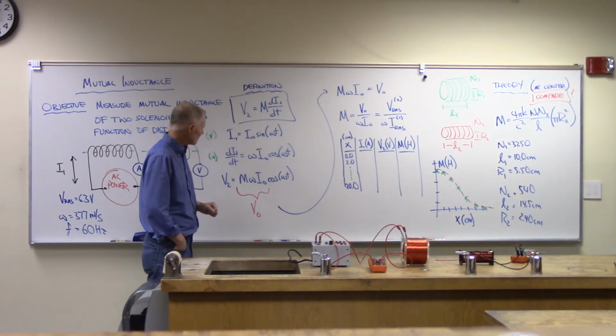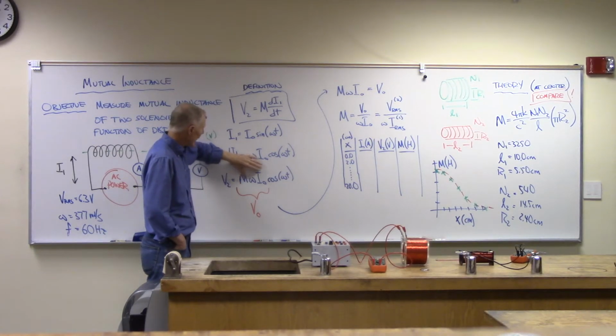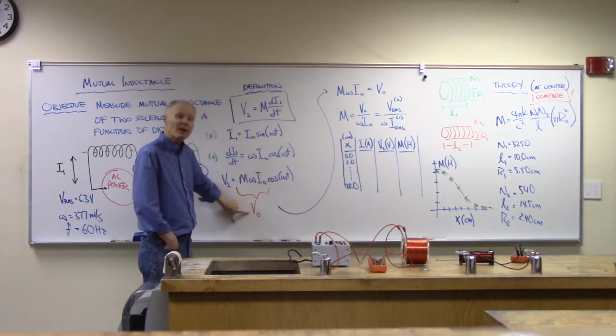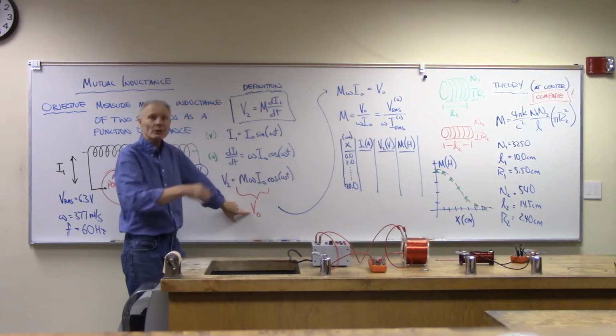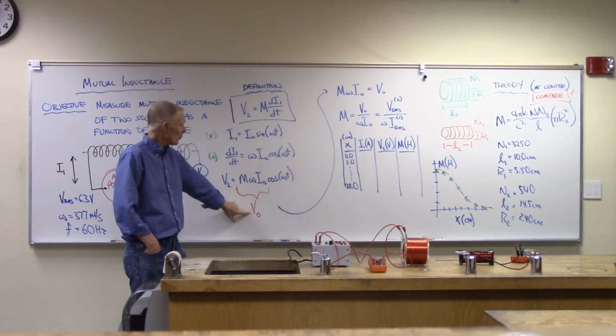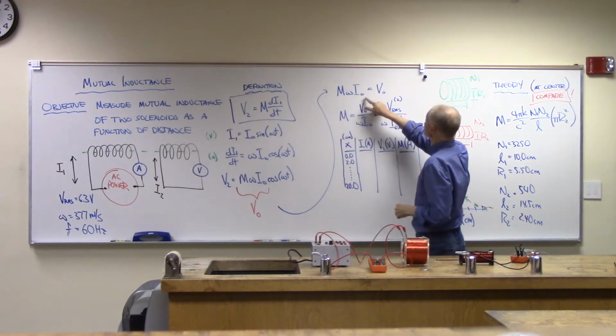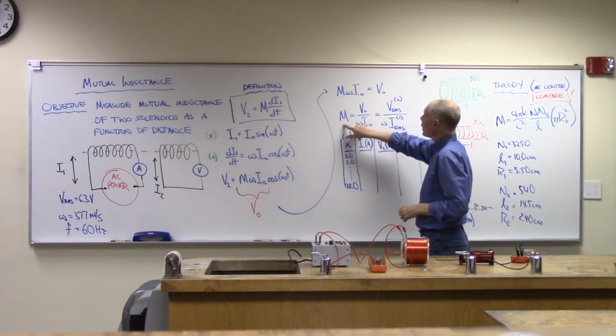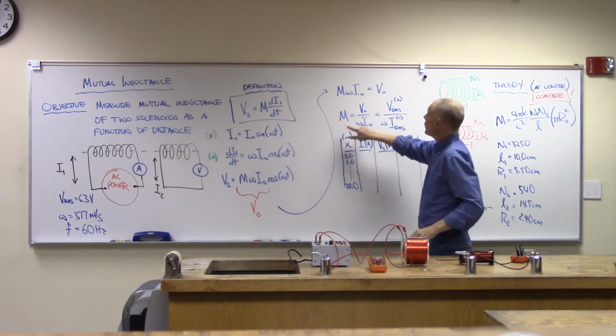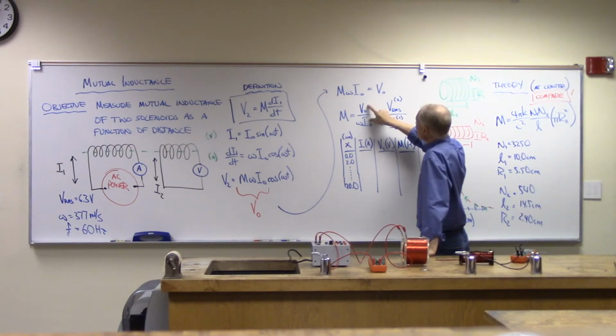So all the coefficients out front of the cosine, that's what we're measuring with the voltmeter. That's what the voltmeter is going to be measuring here. So I can take those constants, set them equal to the voltmeter, and solve for the mutual inductance. So I can actually get a formula where I can solve for the mutual inductance.